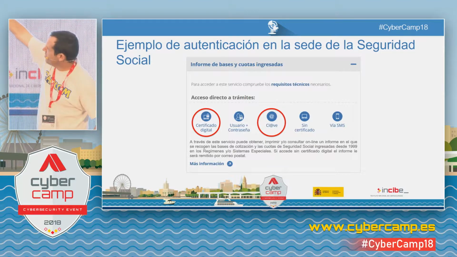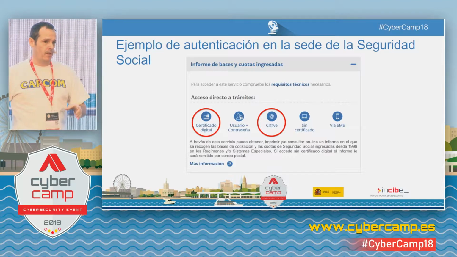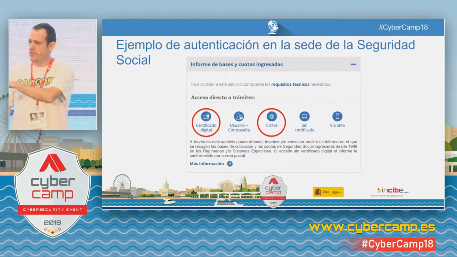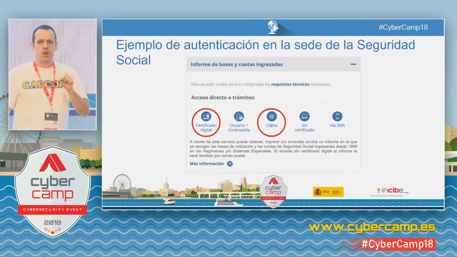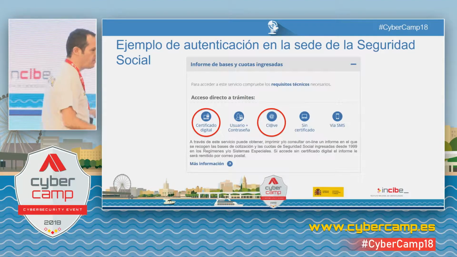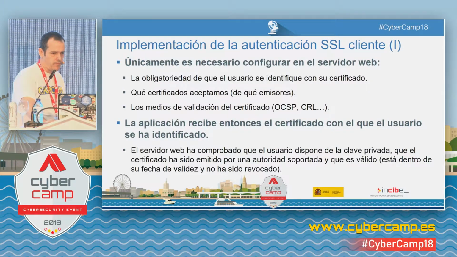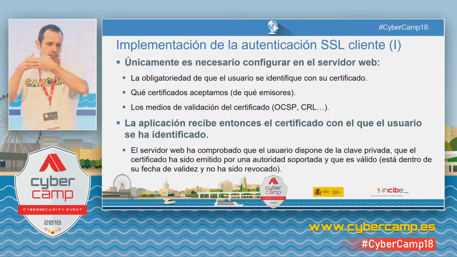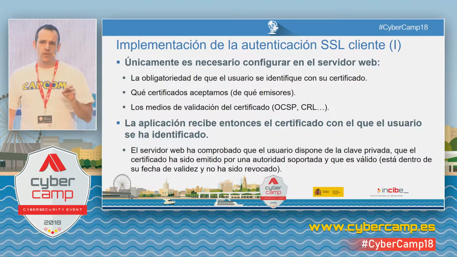Well, public sector sites. This is the Social Security site. They ask me whether I want to access through digital or e-certificate or through Cl@ve. For this practical case that we're discussing now, this is not relevant, but let us check how the public sector is identifying citizens through electronic certificates. In the case of client SSL, that is to say, having a site asking me to use my e-certificate, it is very, very simple.